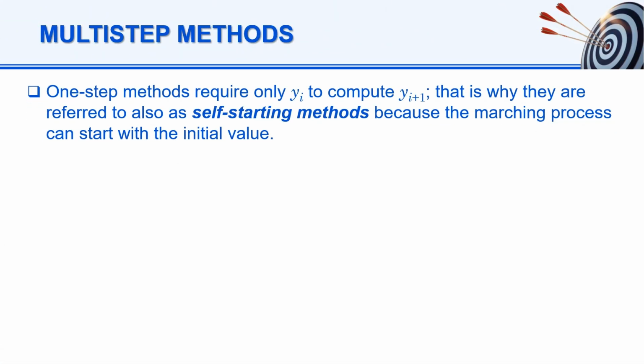One-step methods require only the prior value y_i to compute the current value y_{i+1}. That is why they are also referred to as self-starting methods, because the marching process can start with the initial value.